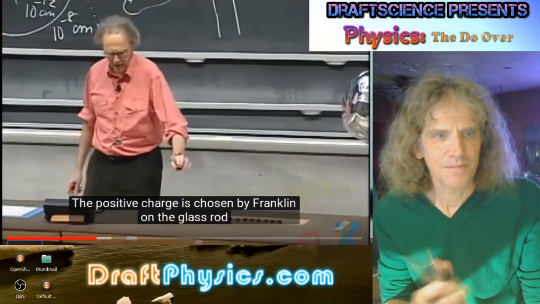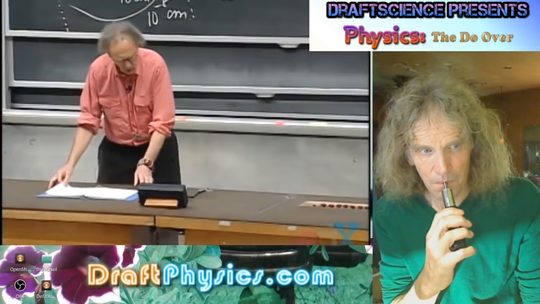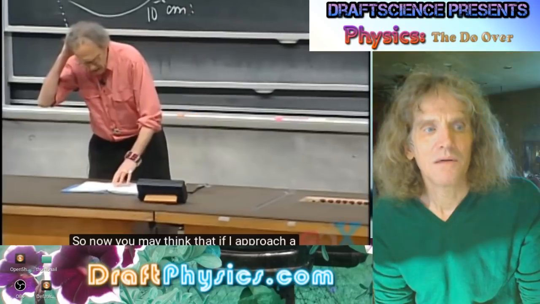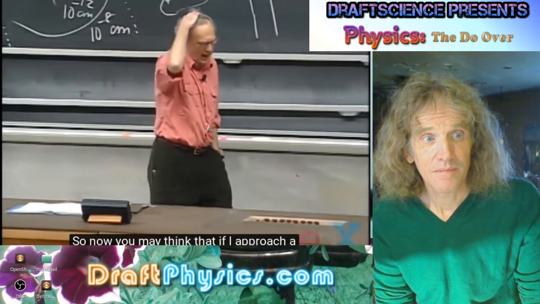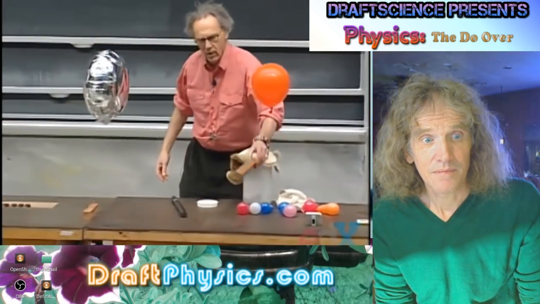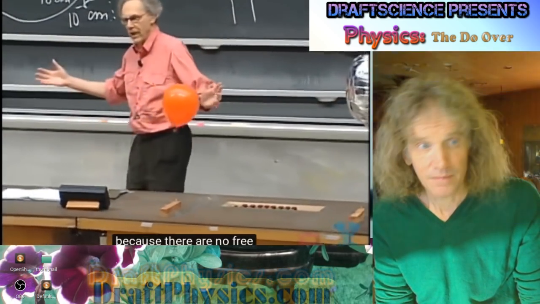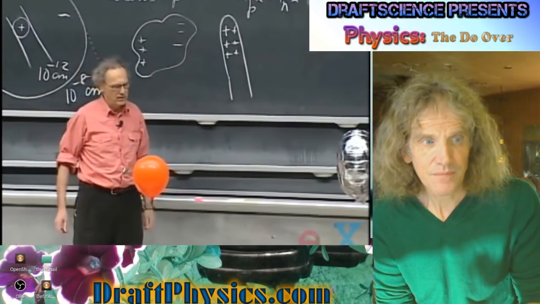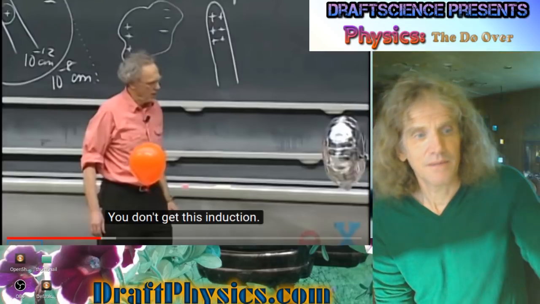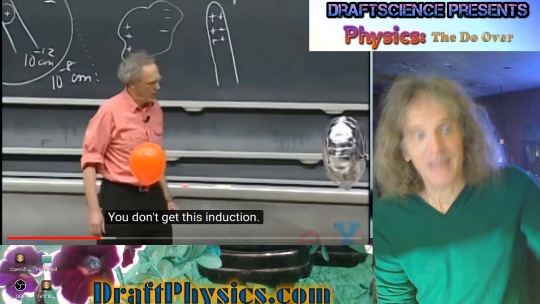Positive charge chosen by Franklin on the glass rod, and the negative charge on the rubber. So now you may think that if I approach a non-conducting balloon with a glass rod, this balloon will not come to the glass rod because there are no free electrons. These electrons cannot freely move, and so you don't get this polarization, this induction. Again, that's not the case, and it just means that the surface atoms are in a sense conductive and the interior atoms aren't.